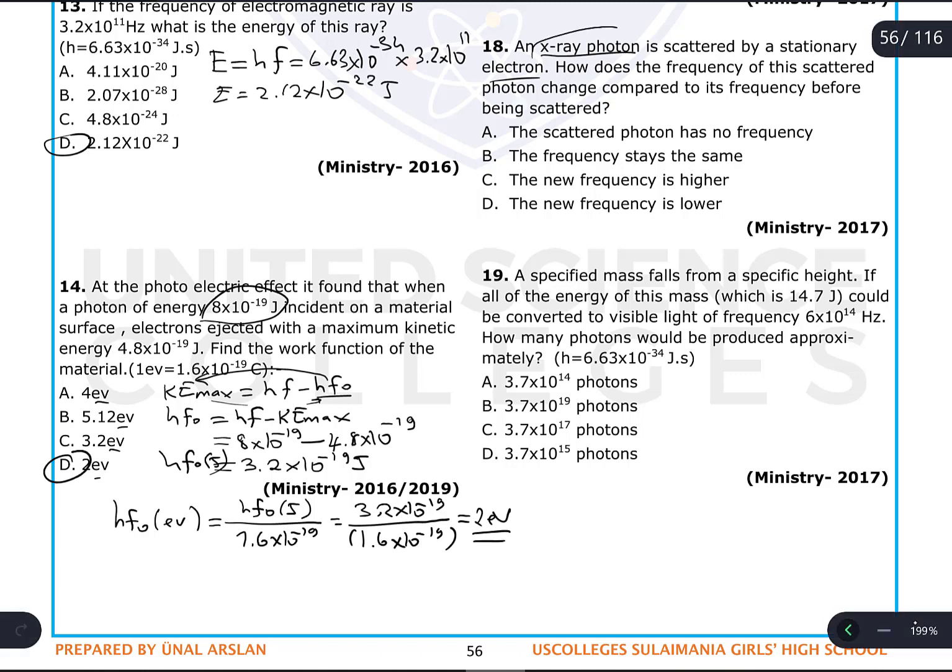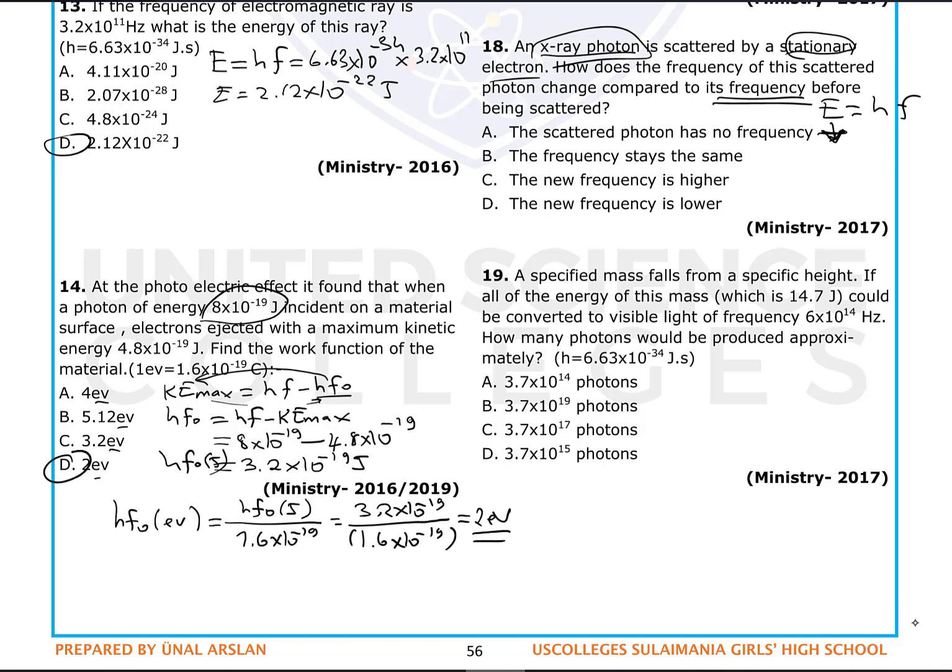We know that the photon transfers some of its energy to these electrons, which are initially stationary. So if the energy of the photon is transferred to the electron, of course the energy of the photon must decrease. We know the energy of the photon is represented by h times f. If the energy of the photon decreases when some of the energy is given to the electron, the frequency also must decrease. The scattered photon has no frequency, not correct.